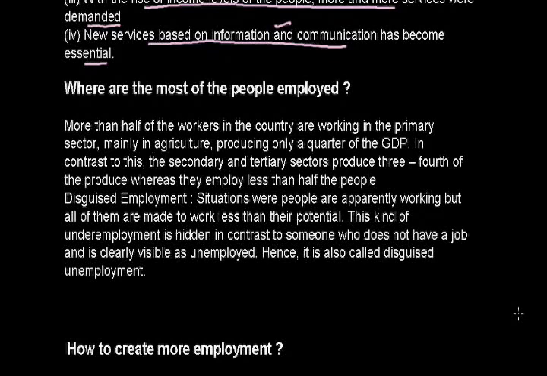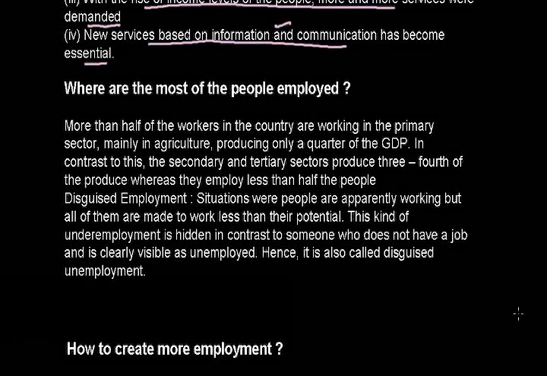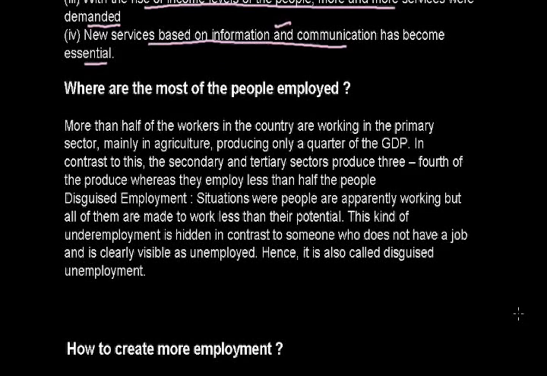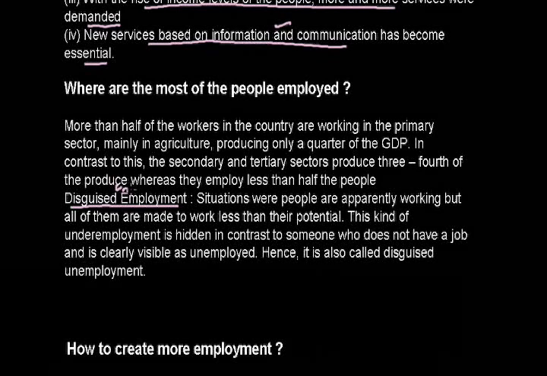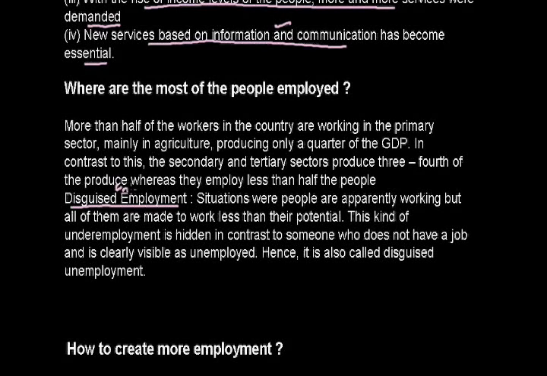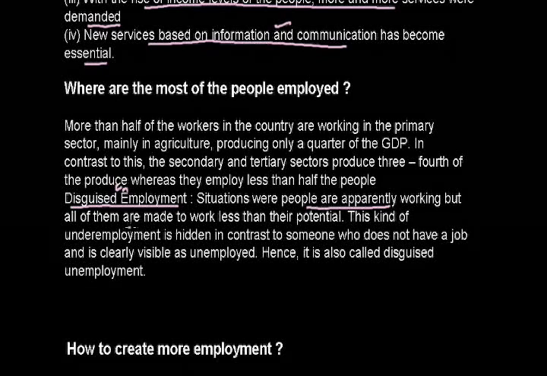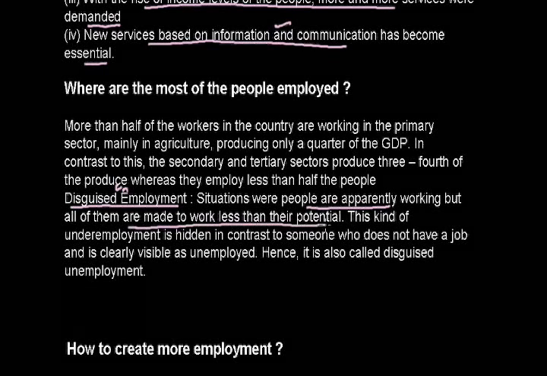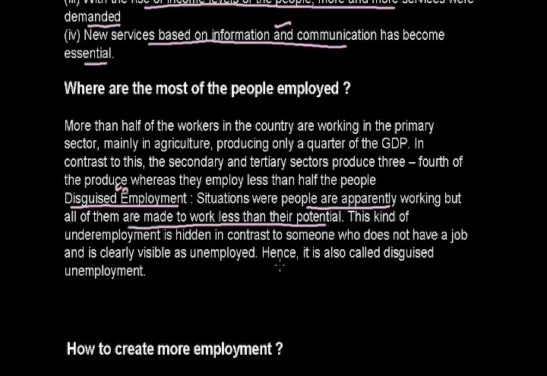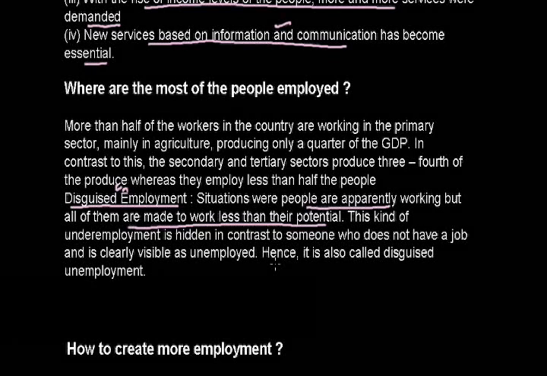The major problem with the primary sector or the agriculture sector is that it is affected by the disguised unemployment. It is affected, I'm sorry, here it is written employment. It is disguised by the disguised unemployment. Disguised unemployment means situations where people are apparently working, but all of them are made to work less than their potential. If you are using machines to operate the machine, you require only one person. But the output of that machine and that labor will be enormous.